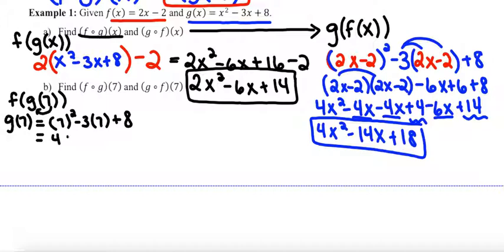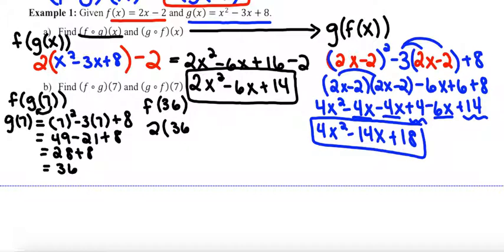Simplifying this, 49 minus 21 plus 8, 28 plus 8 for 36. All right, that's g of 7. Now I have this written as g of 7 is 36, so I can rewrite this as f of 36. Now I'm putting 36 into f. So this will look like 2 times 36 minus 2. That's going to give me a 72 minus 2 for a grand answer of 70.